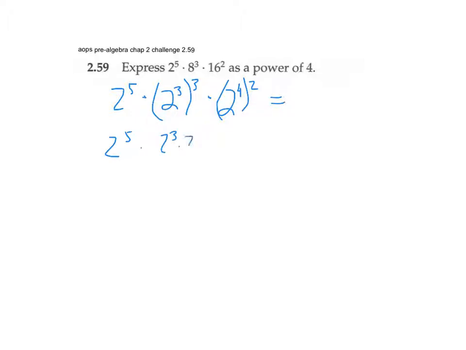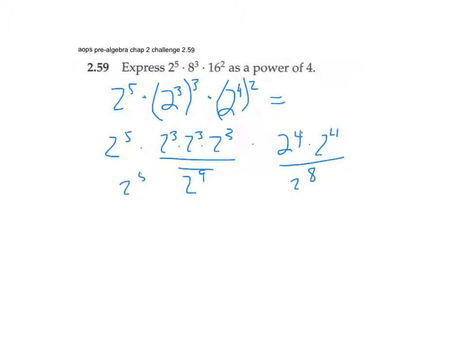So we say, okay, we've got 2 to the 5th times 2 to the 3rd, 3 times, times 2 to the 4th. So 16 is 2 to the 4th twice. Okay. So what does that equal? Remember, so that's 2 to the 5th times 2 to the 3rd times 2 to the 3rd times 2 to the 3rd. So we were cubing it, so that'll be 2 to the 9th times 2 to the 4th times 2 to the 4th. So that'll be 2 to the 8th. So we have 2 to the 9th and 2 to the 8th and 2 to the 5th.